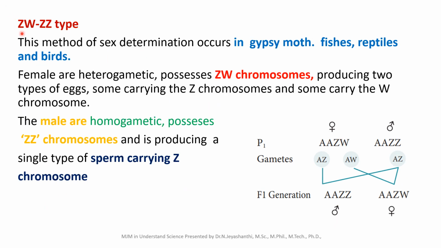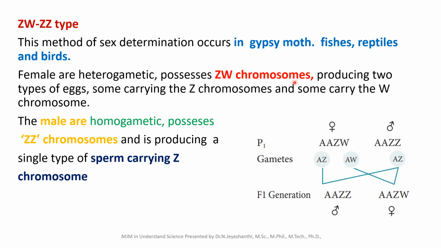We'll see ZW, ZZ type of sex determination. This type of sex determination is seen in gypsy moth, fishes, reptiles and birds. This is very important. You have to remember: ZW, ZZ type of sex determination is seen in gypsy moth, fishes, reptiles and birds. Here, females are heterogametic, having ZW chromosome.